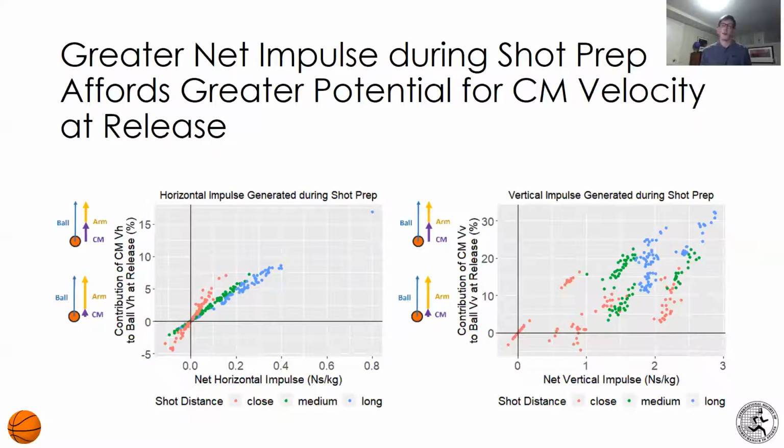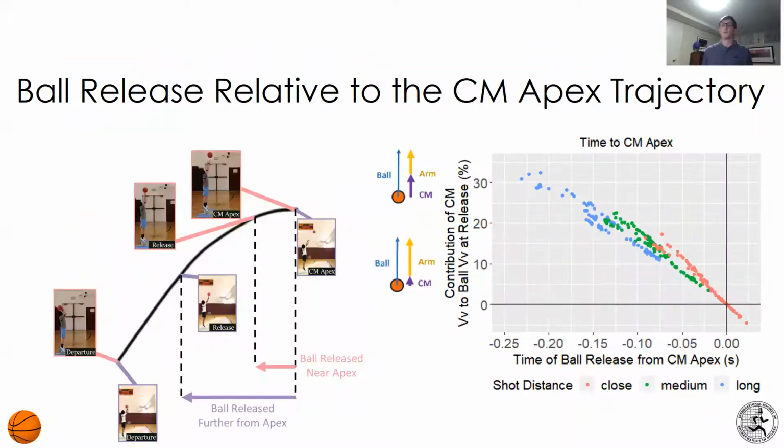On the left-hand side, notice the horizontal impulse and its contribution to horizontal ball velocity. It's a nice linear relationship, suggesting that with an increase in net horizontal impulse, you see an increase in the contribution of the center of mass horizontal velocity to ball horizontal velocity at release. Yet on the right, it's not so clean and linear. It's a little more dispersed. So why would the horizontal be more linear and the vertical components not so much? That could be due to time.